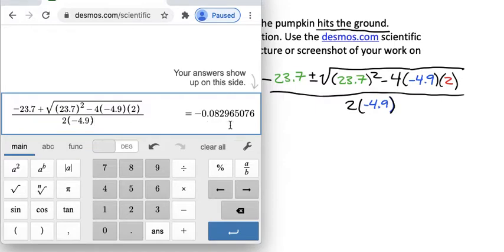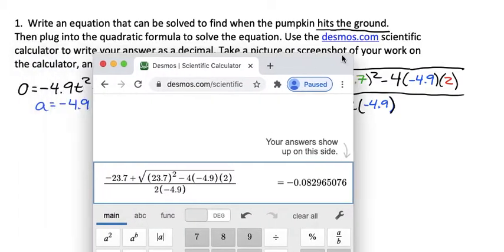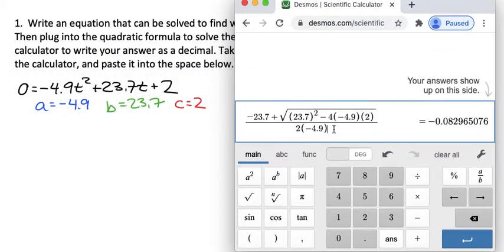Now, it's giving me my answer here on the right side, negative 0.08. Now remember, what we're looking for is when the pumpkin hits the ground. And it wouldn't make sense for t, the time when the pumpkin hits the ground, to be a negative number because that means that it's hitting the ground before you even launch it, and that doesn't make sense. So this answer is not going to be a valid answer, but I'm going to check the other answer by switching this plus sign to a minus sign.